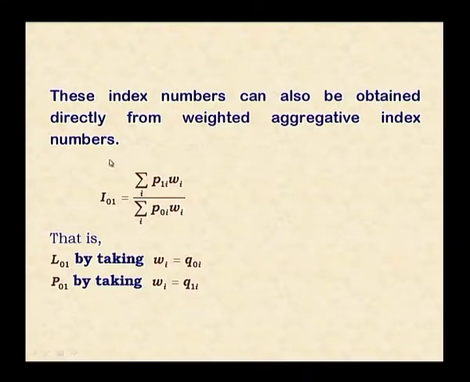The weighted aggregative index number is denoted by, say, I01 equal to the sum of P1i times Wi divided by the sum of P0i times Wi. As we know, P1i is the price of the ith commodity in the current year, whereas P0i is the price of the ith commodity in the base year. So, here for the Laspeyres method, if I take Wi equal to Q0i, then it gives me the Laspeyres formula of index number, and when I take the value of Wi as Q1i, we see that it gives me Paasche's index number.